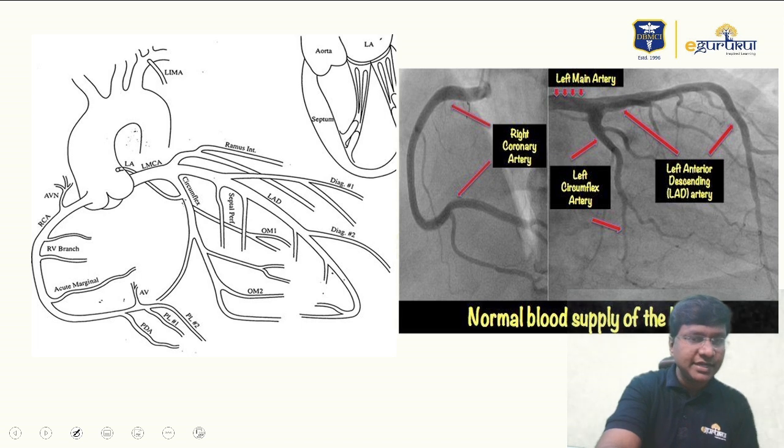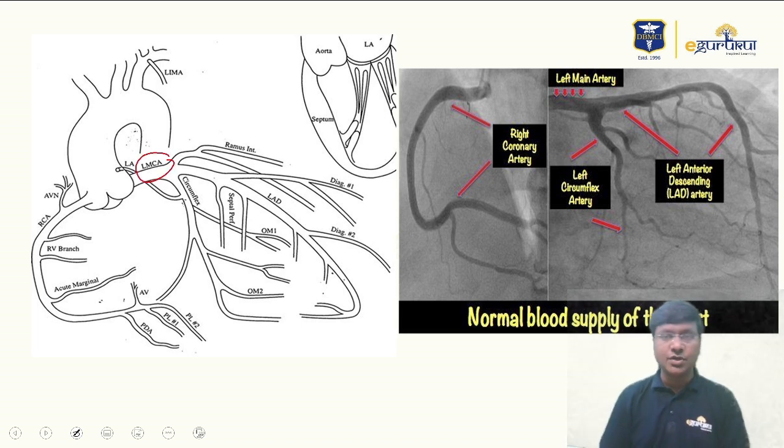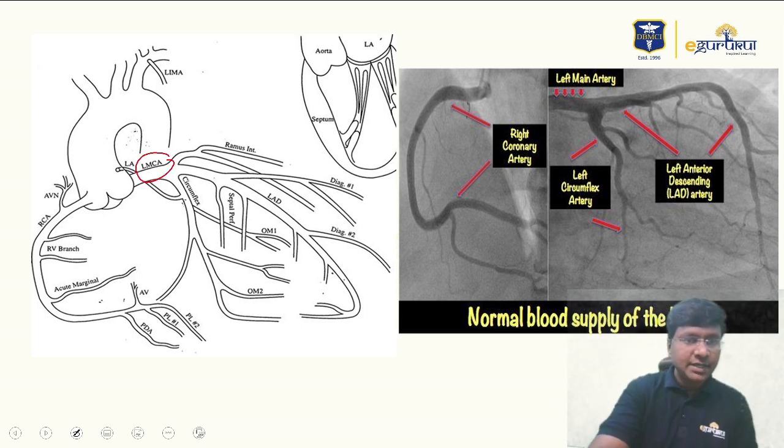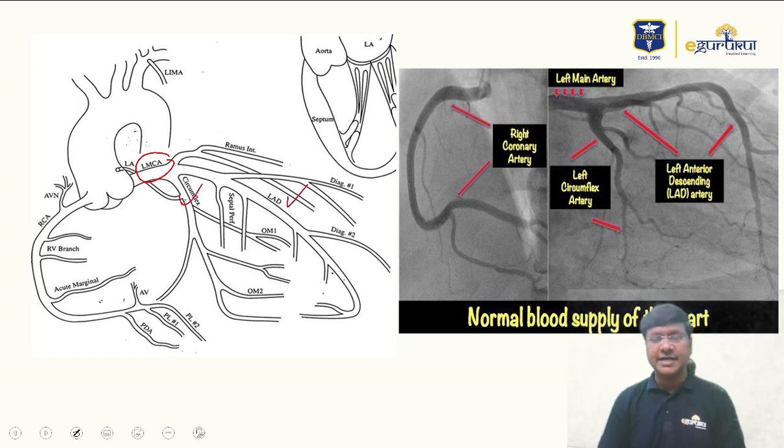See, this is your left main coronary artery originating from the ostium of the aorta, and it divides into left circumflex and as well as the left anterior descending artery.